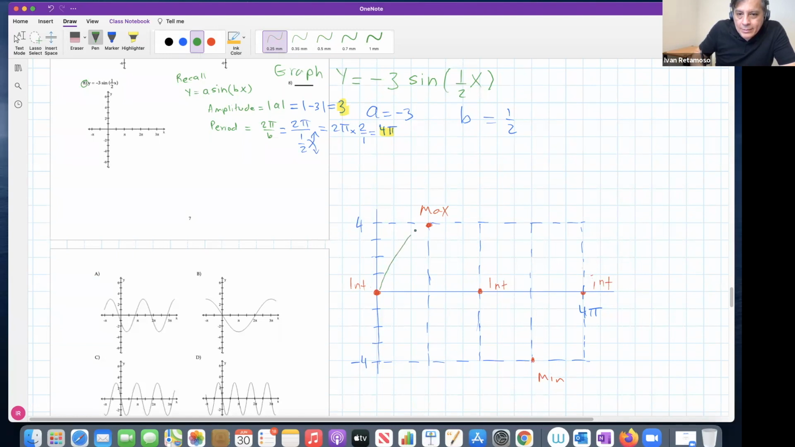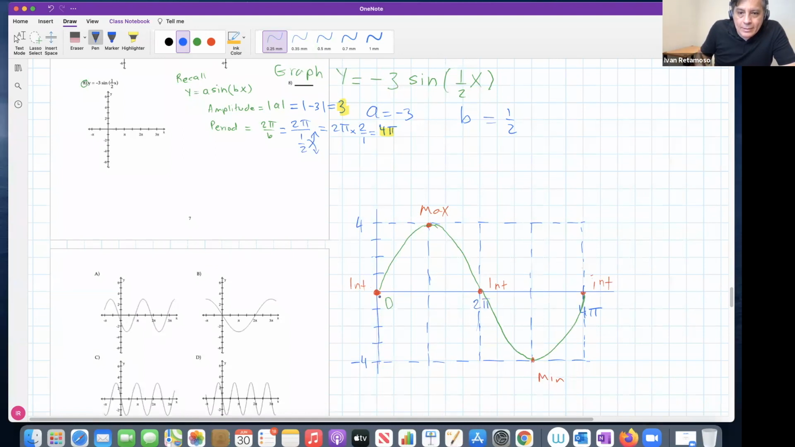Smooth curve means no corners, no sudden turns, right? Like this. Very good, right? Like this. All right, that's the graph, try to see which one is showing this. These middle points, again, if you're interested in them, 4 pi, the half between 0 and 4 pi, 2 pi, right?